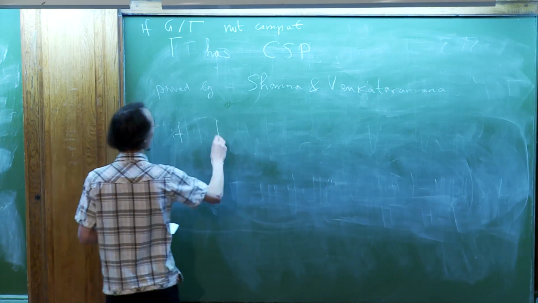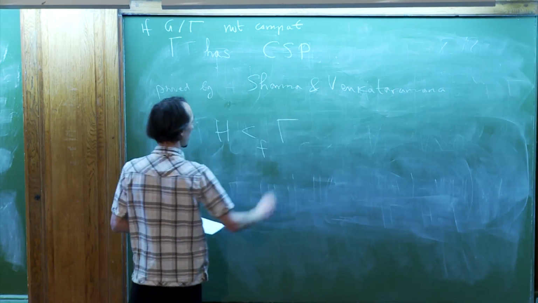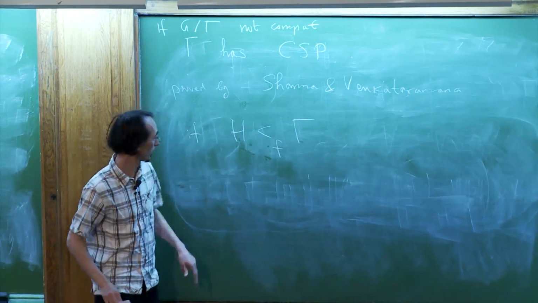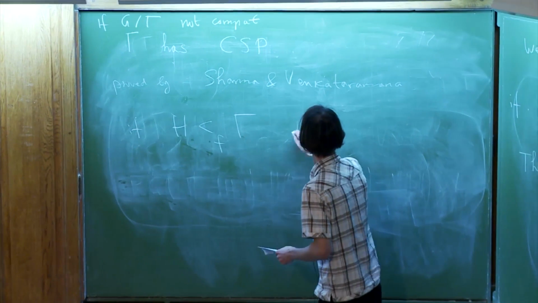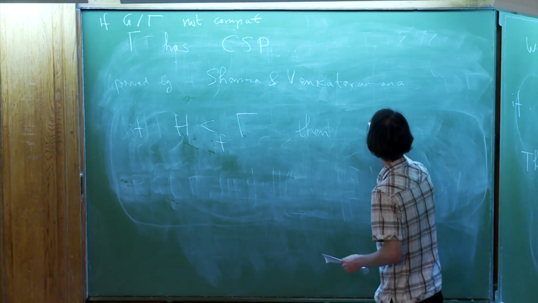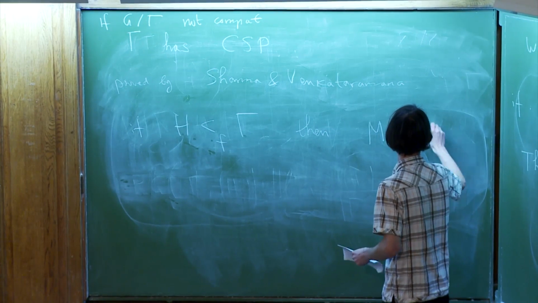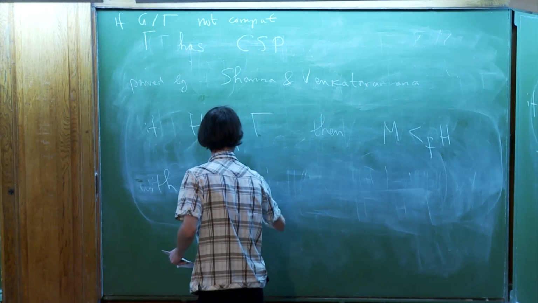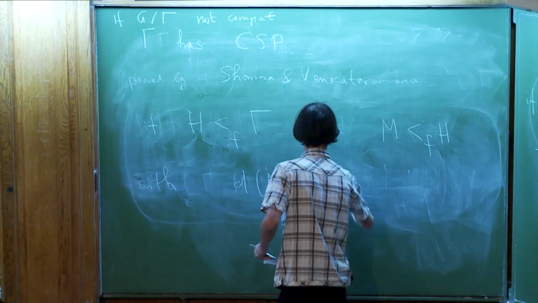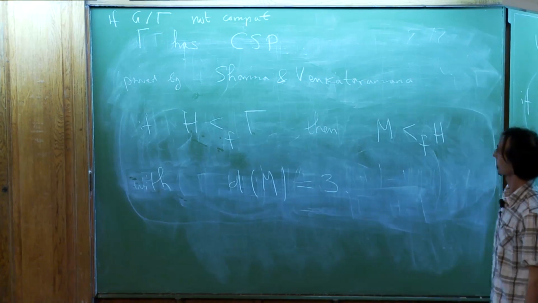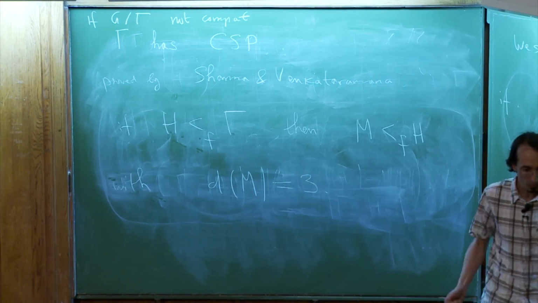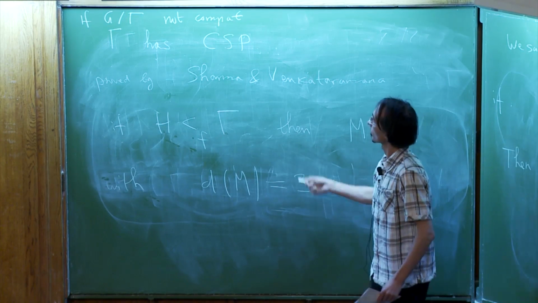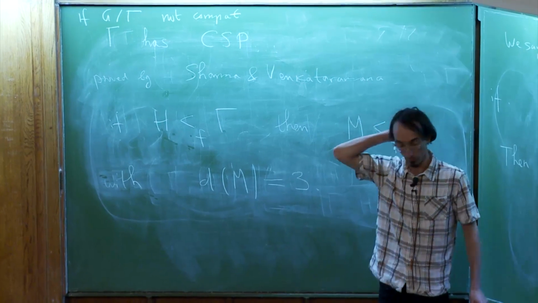That if H is a subgroup of finite index in gamma, then H contains another subgroup of finite index which is generated by just 3 elements. Okay, this is quite a surprising result, and the proof of that uses techniques from the proof of the congruence subgroup property for these groups.